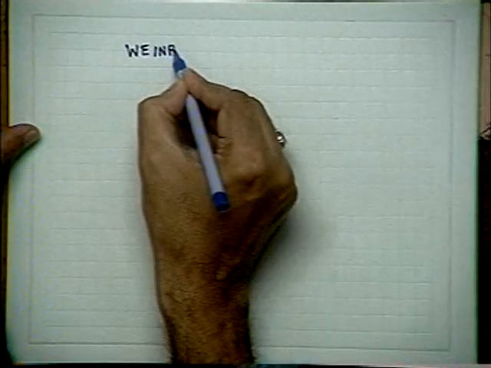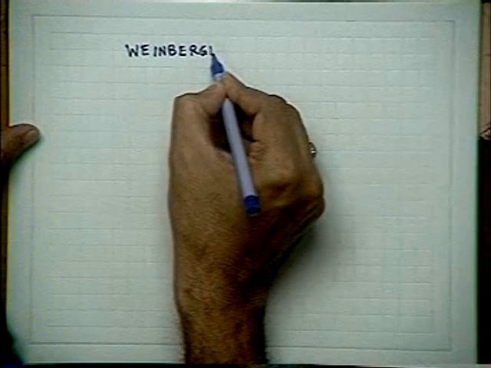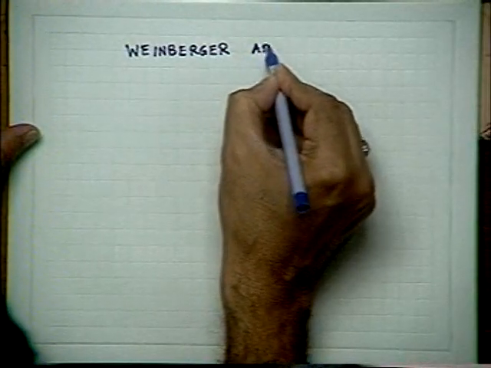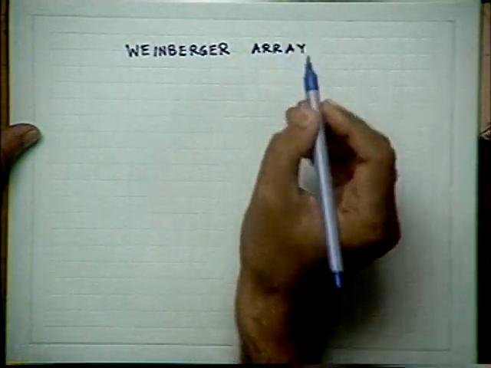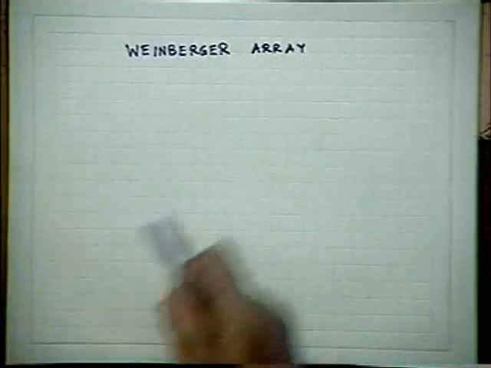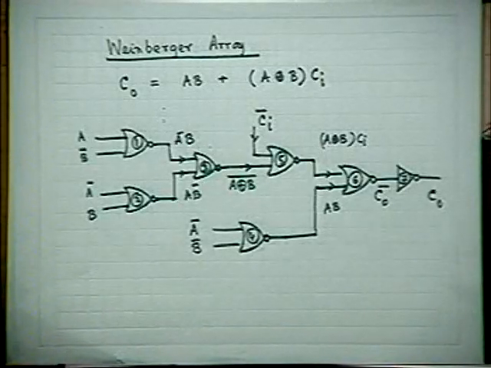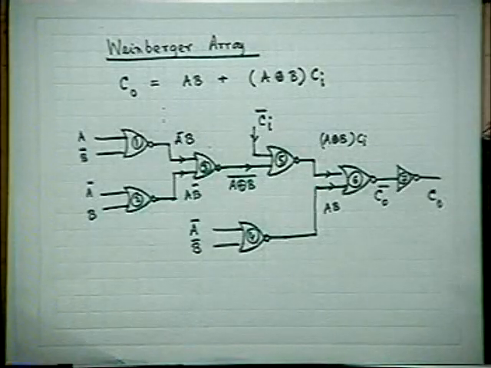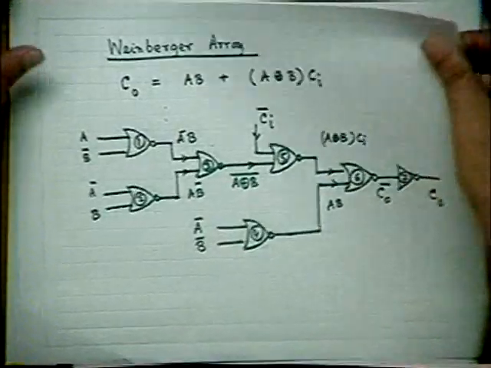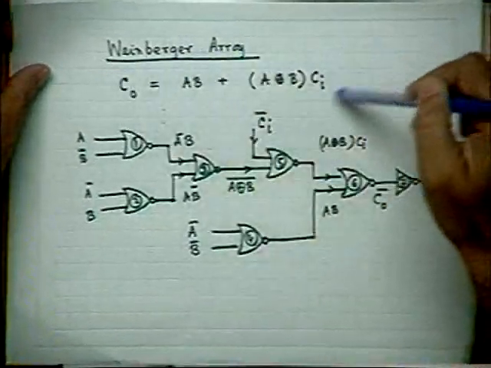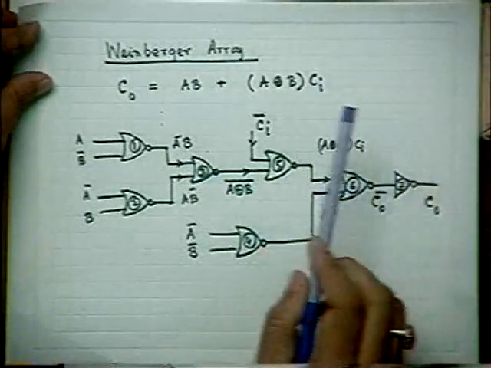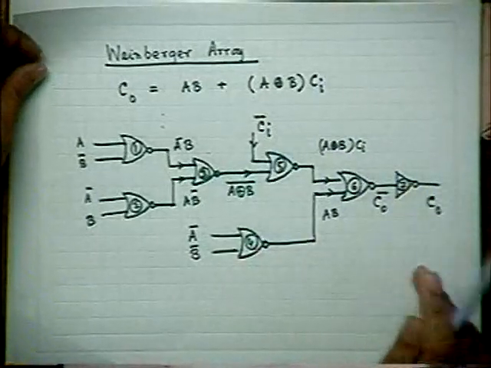So as you remember, we started discussion on the Weinberger array. As I told you, it is another version of normal PLA, and this is more appropriate for realization of logic function, combinational logic, where some multi-level operation is involved.